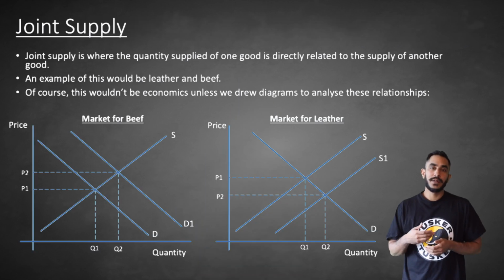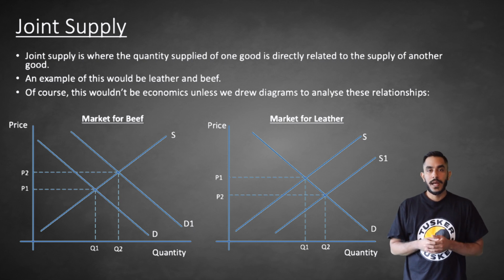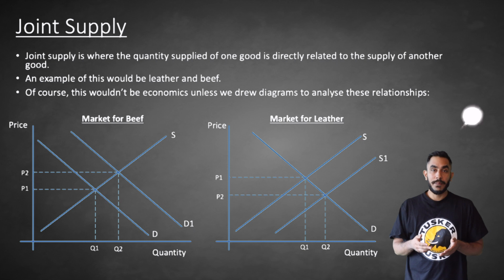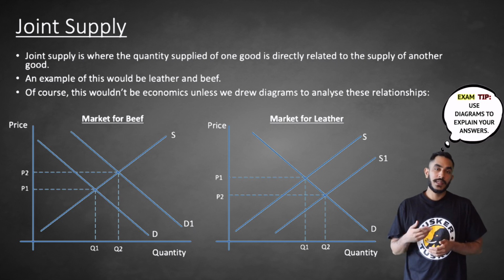Joint supply is where the quantity supplied of one good is directly related to the supply of another good. In other words, when the quantity supplied changes in one market, the same will happen in another market. An example of this would be leather and beef.